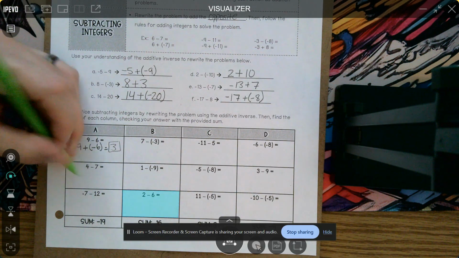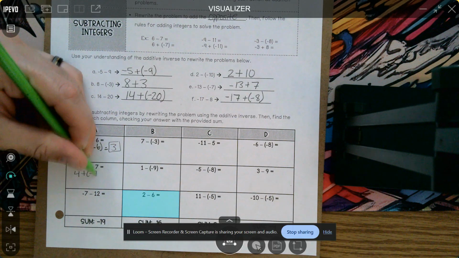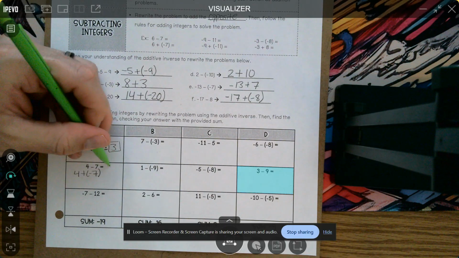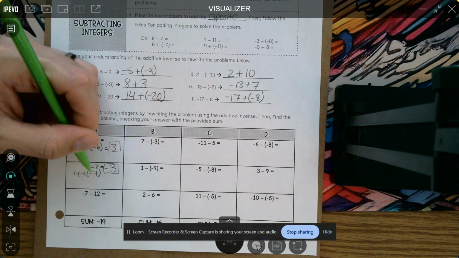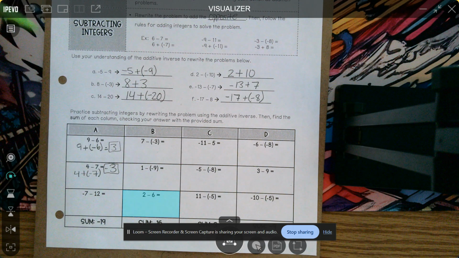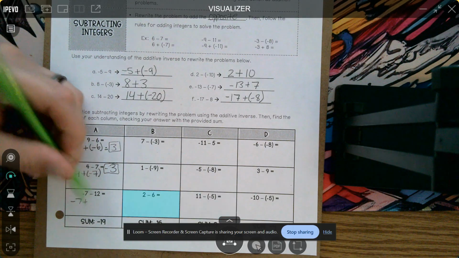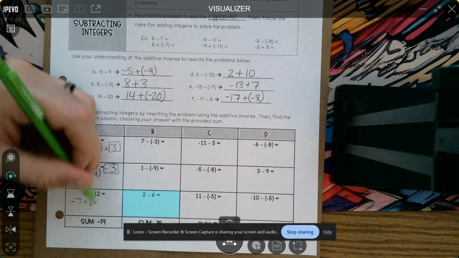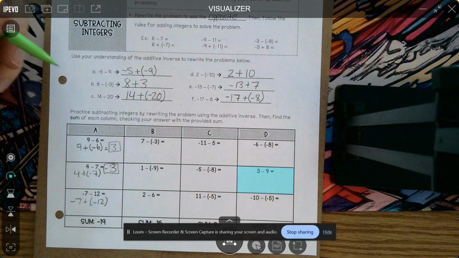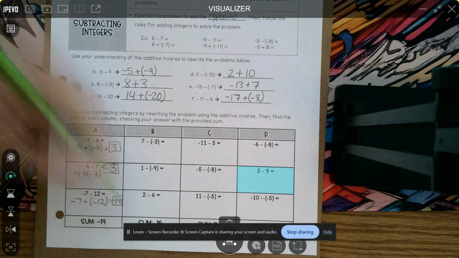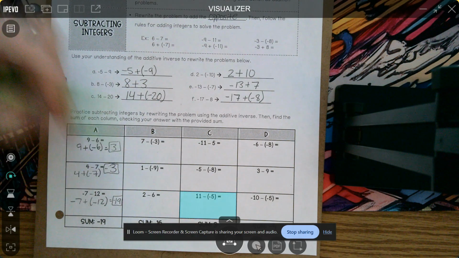4 minus 7 becomes 4 plus -7. Different signs, we subtract. 7 minus 4 is 3, and it stays negative because 7 is bigger than 4 and it's a negative, so it becomes -3. -7 minus 12 becomes -7 plus -12. Same signs, add them up, you get -19. Now you do column B, and then check your answers.